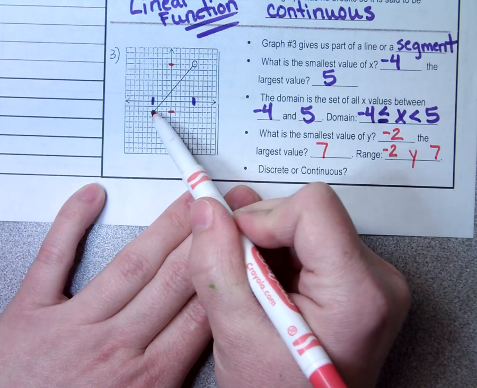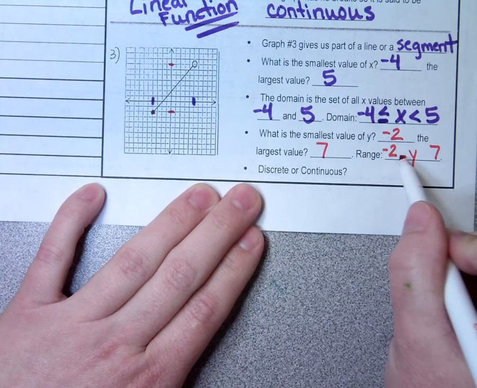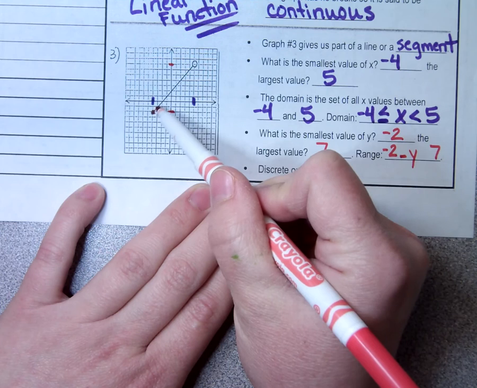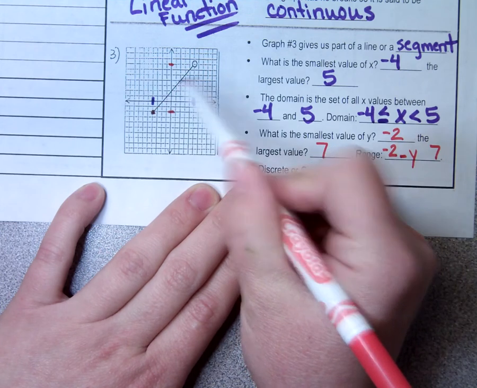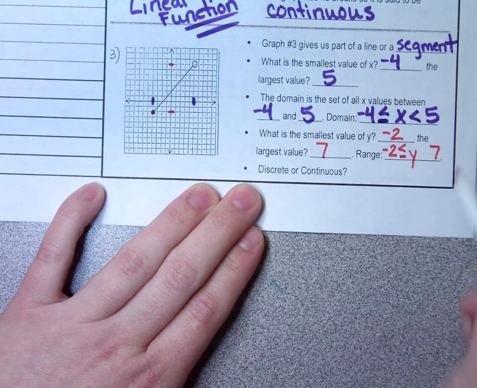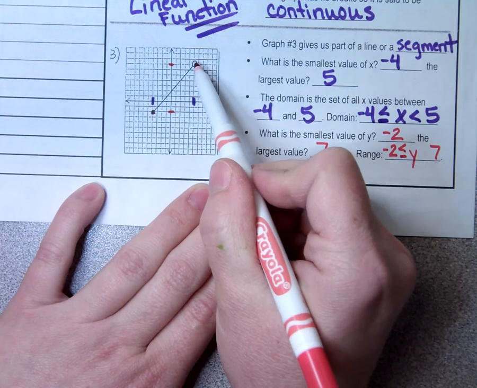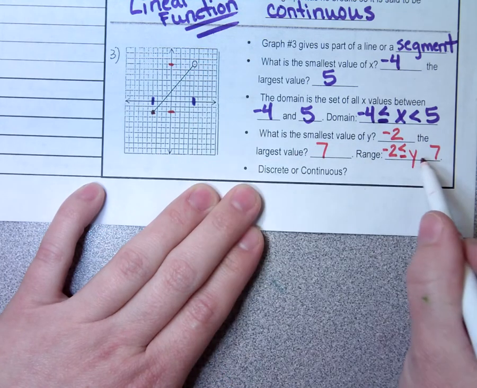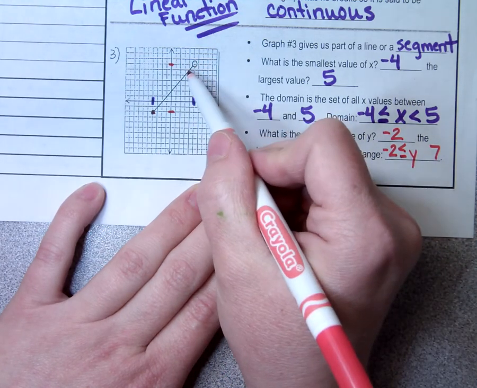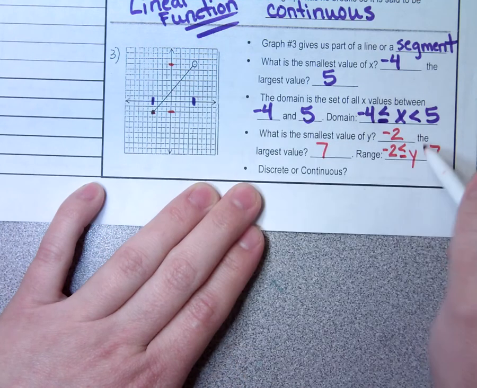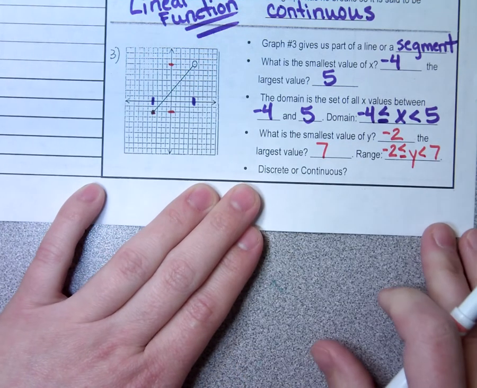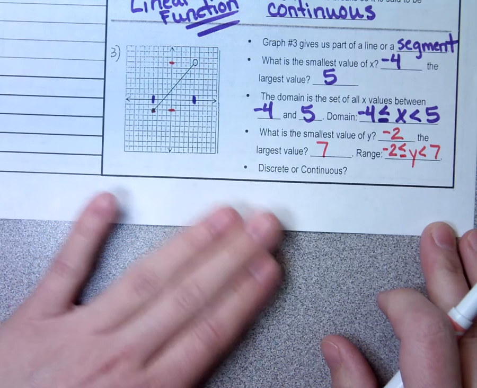Because of the closed circle at the -2, I can give it an equals. As I start moving up, up, up, up, up, I'm getting bigger than -2. So I say bigger than -2. When I'm up here at my 7, it's an open circle, so no equals. And as I move down, my y's get smaller than 7, so smaller than 7. And that's what it would look like.